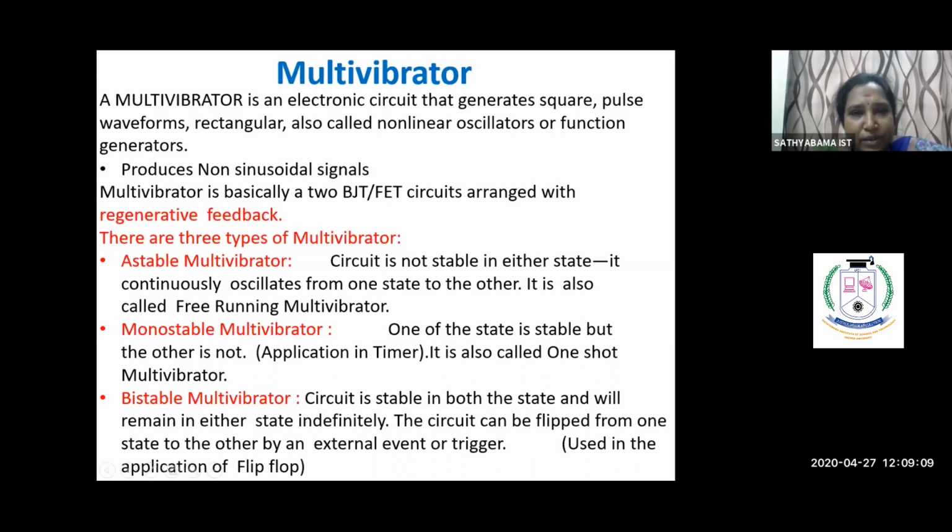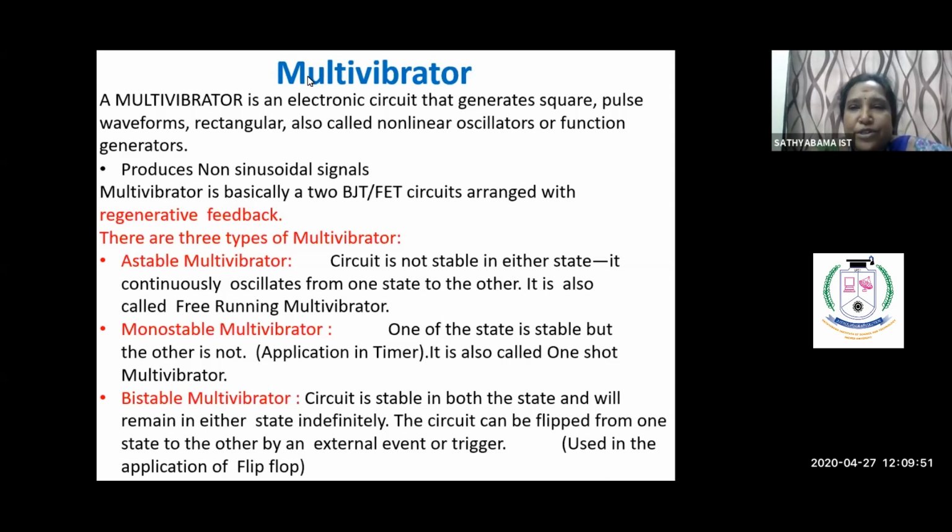In the oscillator, without giving any input, it is going to produce the sinusoidal signal, but this multivibrator is going to produce the non-sinusoidal signal. That means it is going to produce a square waveform or pulse or otherwise a rectangular waveform. So it is called a non-linear oscillator or function generator, because you will be aware of this word, function generator. What is a function generator? It is going to produce waveforms like a square waveform, pulse waveform and rectangular waveform. So that's why this multivibrator is called the function generator.